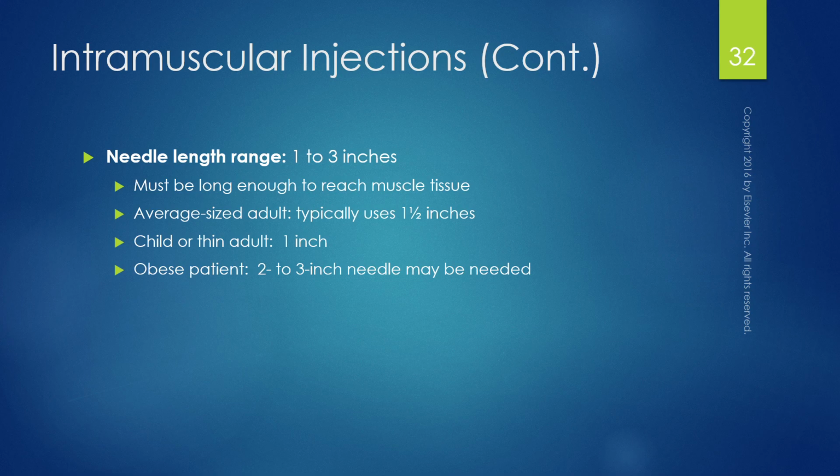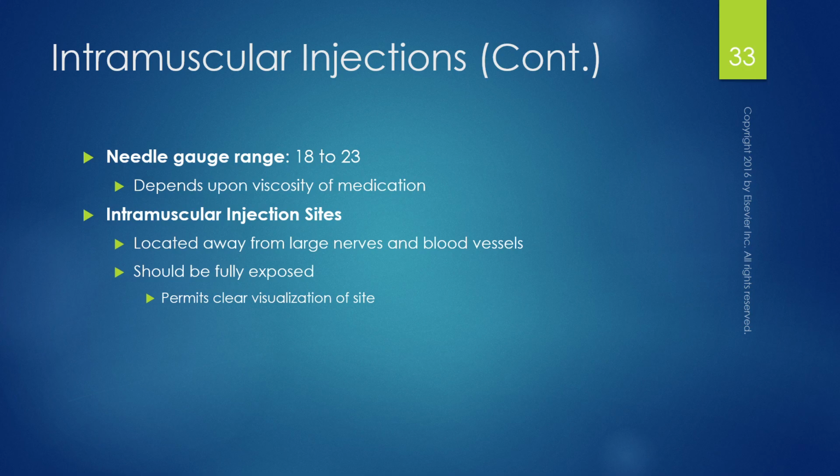The needle length gets longer, somewhere between 1 and 3 inches. It needs to be long enough to get into the muscle tissue. The average length is about 1.5 inches, shorter for children or thin adults, and longer for larger obese patients. Gauge size runs from 18 to 23 for this injection, depending on the viscosity. And injection sites should be located away from large nerves and blood vessels and should be fully exposed.